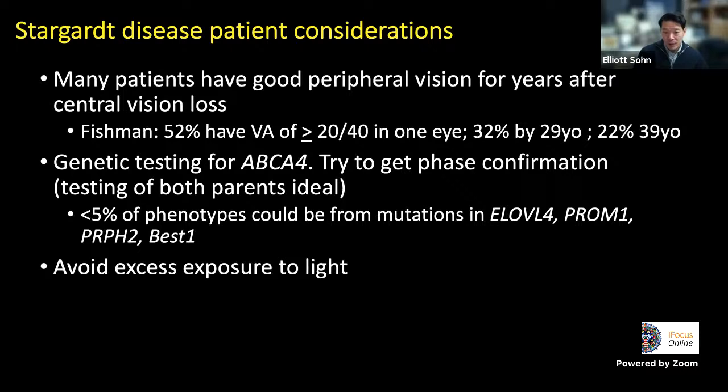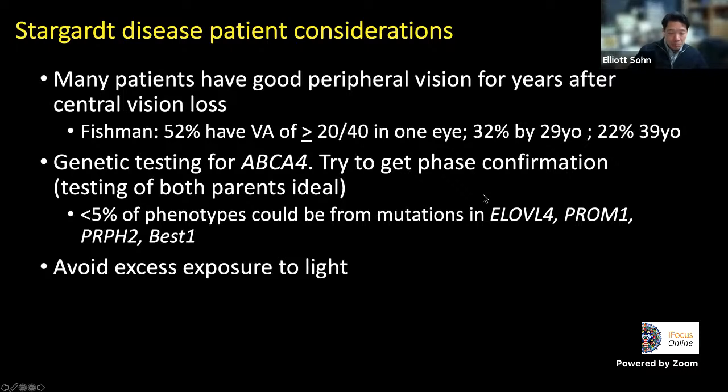I mentioned getting phase confirmation. What I mean by that is segregation. We try to make sure that the patient, the proband, has mutations inherited from each parent. You can't have a parent that has 2 mutations and pass them on to a child. So the child would have 2 mutations, but they're both from one parent. So that wouldn't necessarily be a diagnosis of Stargardt disease. So you want to try to get genetic testing in both parents, especially if you're going to be doing a clinical trial on these patients.